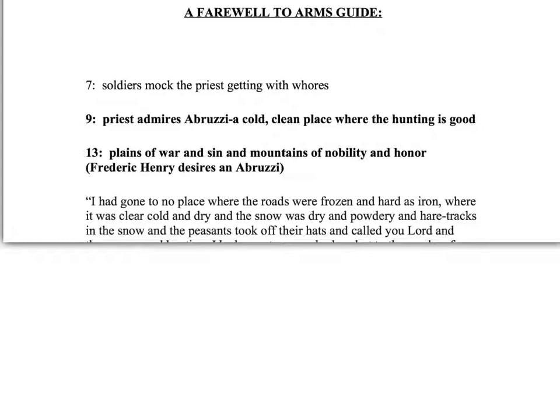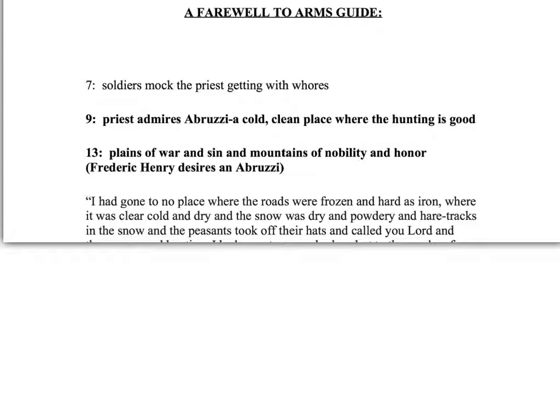And you can tell right away it makes Frederick Henry uncomfortable. And when he talks about his hometown of Abruzzi, it is a cold, clean place where the hunting is good and people take off their hats, where it's unlawful to serenade women. It's a place that I think intrigues Frederick Henry, a place that he's been looking for all his life, that he was hoping to get at war, a place where he could conduct himself in a way that would define himself with nobility and honor.